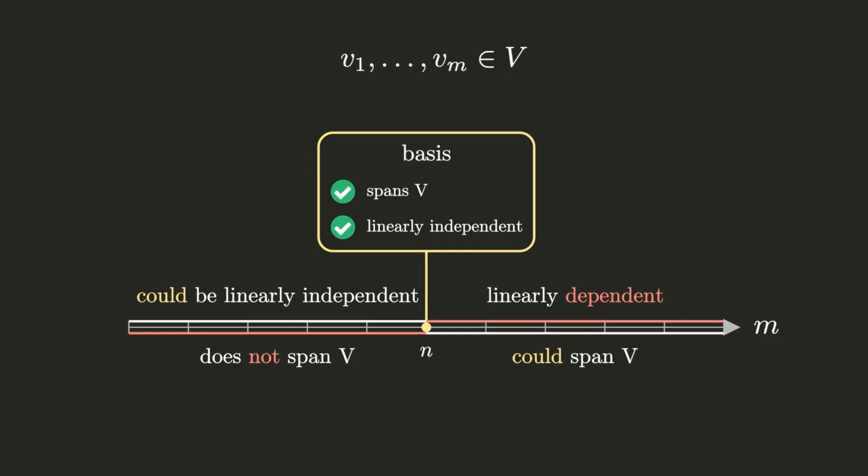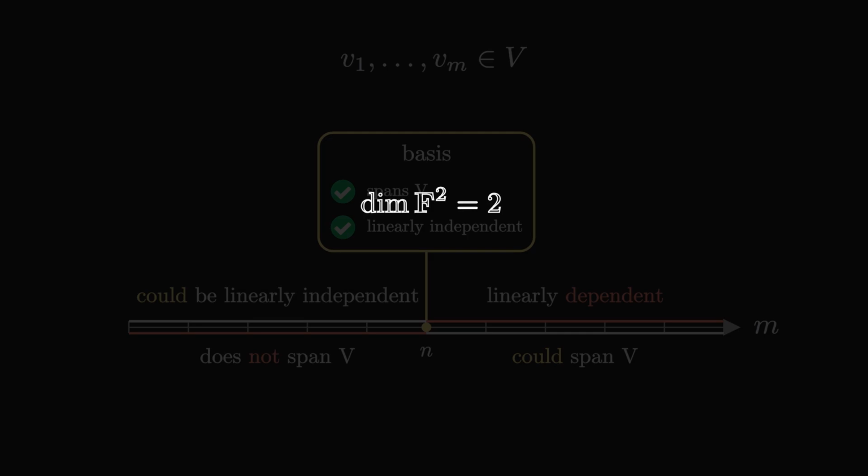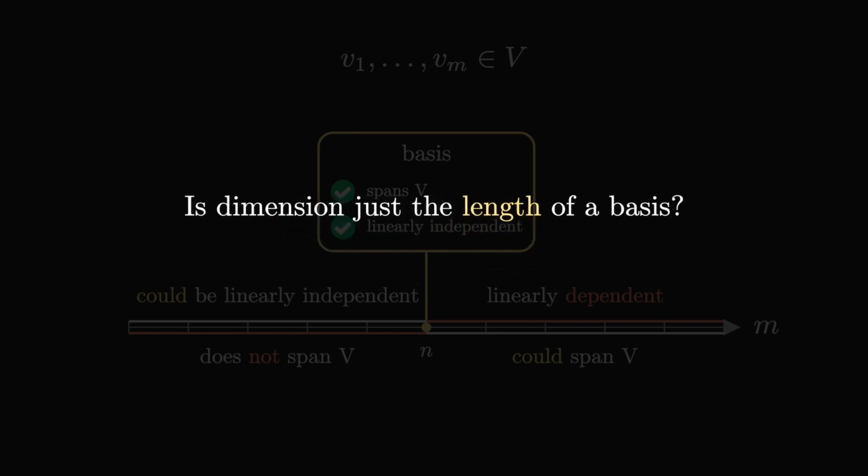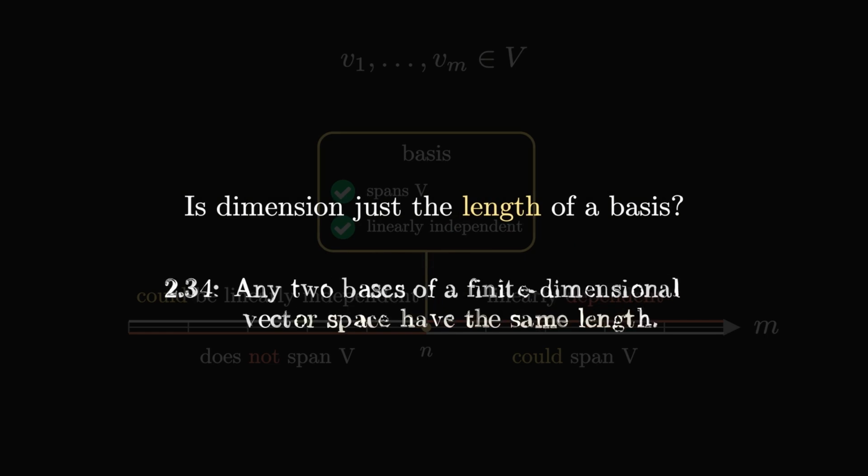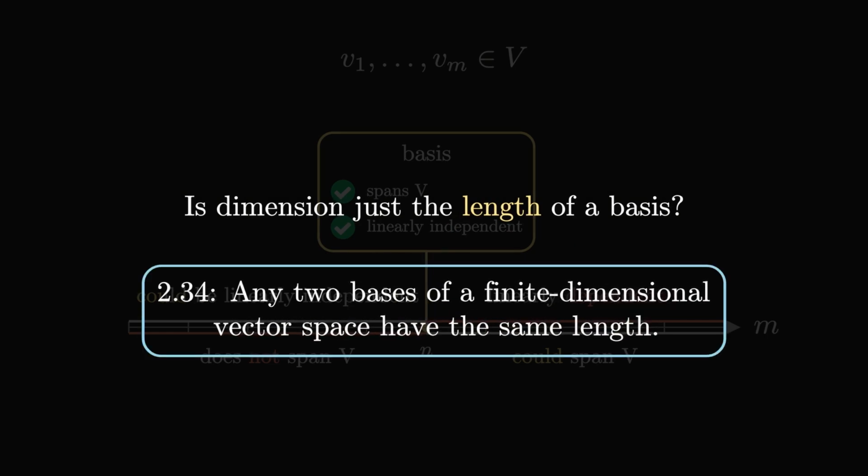With everything we've seen so far, you might have the intuition that since we know the dimension of F2 is 2, the dimension of F3 is 3, and the dimension of Fn is n, does this mean dimension is just the length of a basis? To answer this question, we must answer another question first. Do all bases have the same length? Otherwise, we wouldn't be able to define dimension by the length of a basis. Fortunately, this turns out to be the case. All bases do have the same length.